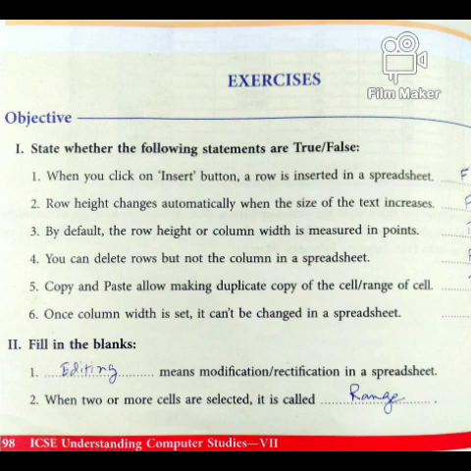Fill in the blanks. 1. Dash means modifying, rectifying in a spreadsheet. It's called editing. When two or more cells are selected, it is called range. When you click on delete sheet rows under delete option, the selected range gets deleted. Next, question number 4. Row height option is available under format button in the ribbon. Next one, when you click on column under insert, a new column is inserted. Then the blank space, the answer is column.